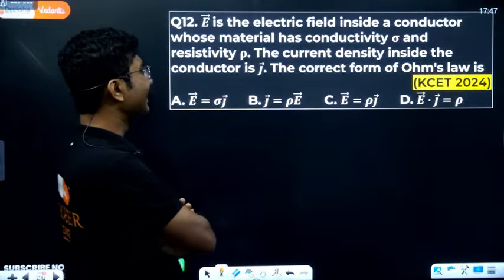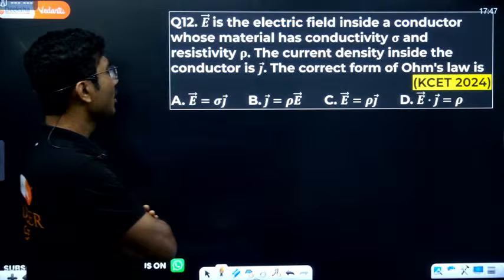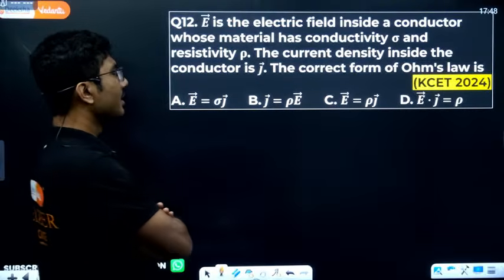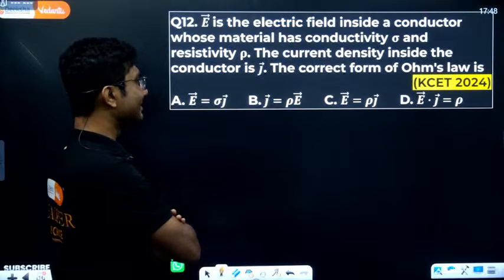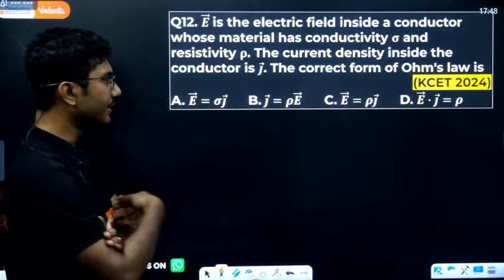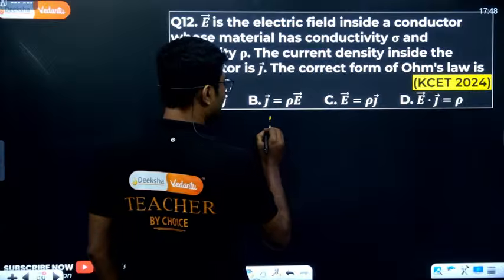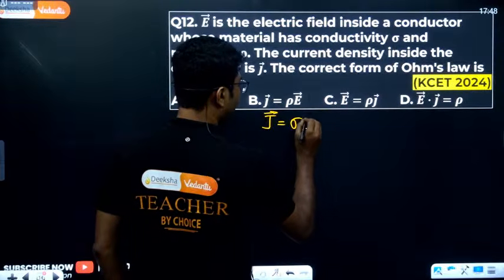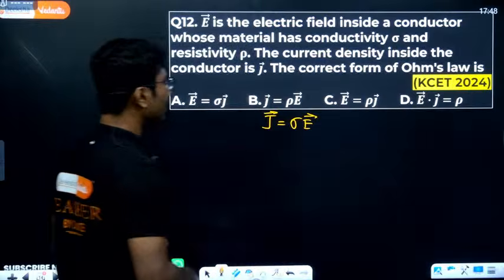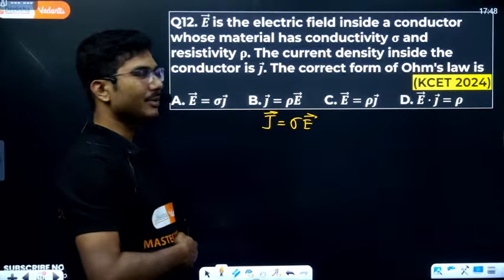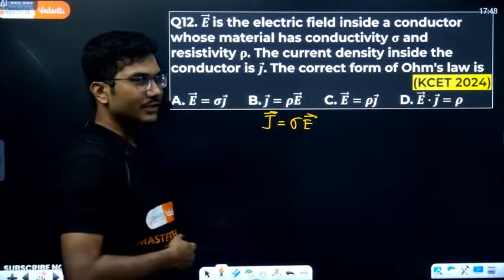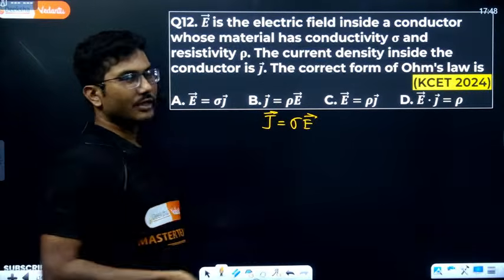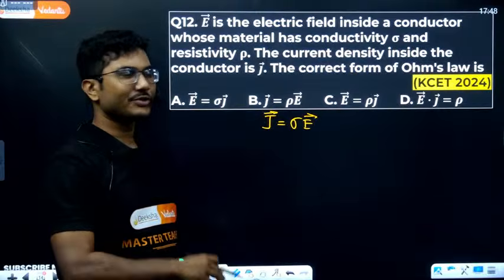E is the electric field inside a conductor whose material has a conductivity sigma and resistivity rho. The current density inside the conductor is J. The correct form of Ohm's law is. So, the alternate form or correct form of Ohm's law is J equals sigma E. Now, if you see, in each and every option, this is not mentioned. Instead, they have mentioned E is equal to sigma J, J is equal to rho E, E is equal to rho J, E dot J is equal to rho. So, they have given every option other than this.